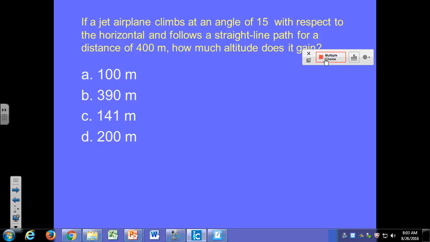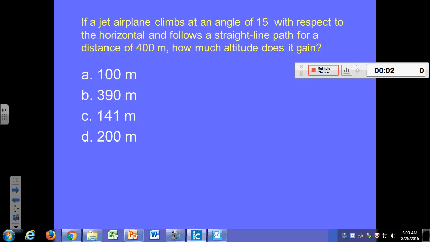Okay, a jet airplane climbs at 15 degrees with respect to the horizontal, follows a straight line path for a distance of 400 meters. That means that this plane starts here and it travels 400 meters at an angle of 15 degrees. How much altitude does the plane gain? How far is the plane from the ground after it travels a straight line path of 400 meters?